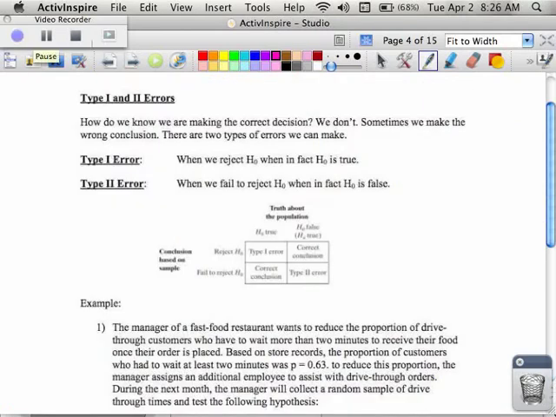So sometimes when you try to draw a conclusion, you make a mistake. Happens all the time. So you have to be careful. And there are two kinds of main errors that you can make when you have a test of significance. So how do you know if you're making the correct decision? Sometimes we don't, and we make the wrong one. There are two kinds. A type 1 error is when you reject the null hypothesis and you're wrong. It was actually true. So if you reject it and you're wrong, that's called type 1 error. A type 2 error is when you fail to reject it and you should have rejected it.